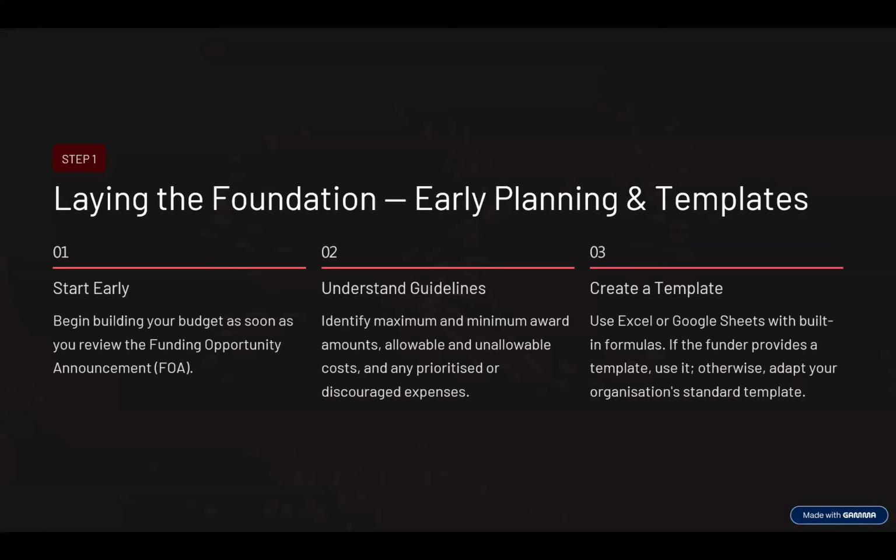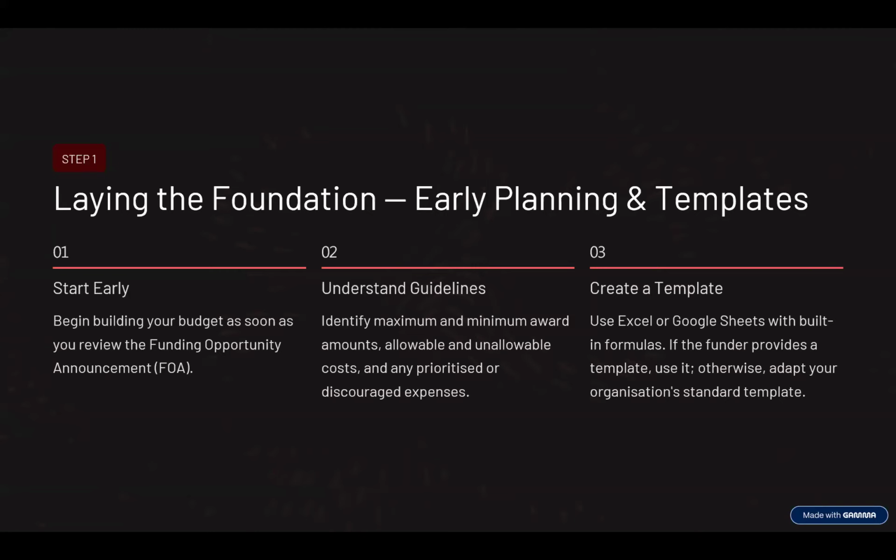Then, what are the first steps to take? The first step is to lay the foundation. That means early planning and the template. Number one, you have to start early. As soon as you see the funding opportunity announcement, you should start building your budget. Most times people wait till the end to do their budget, thinking they can just write numbers against requests and it is fine. But that is not the case. It's important for you to start early.